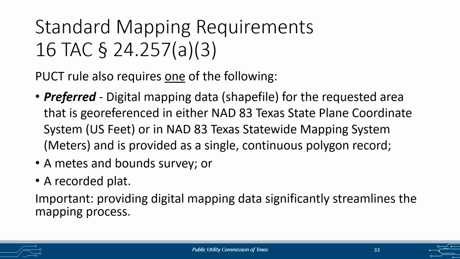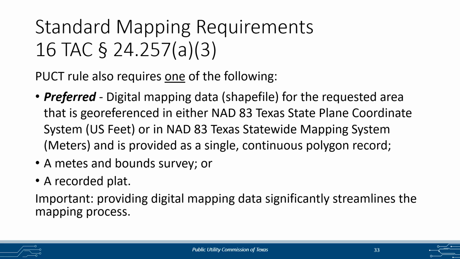As you can see, digital mapping data is the preferred option out of these three because this helps streamline the mapping process. The reason it streamlines the mapping process is because, as I've been noting, the official certificated service areas for all the CCNs are managed and maintained in a digital mapping data format. As you can see, they are able to be downloaded on a web page and shown on the viewer in that format.